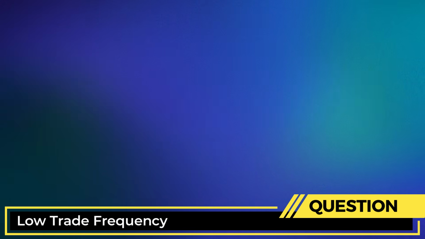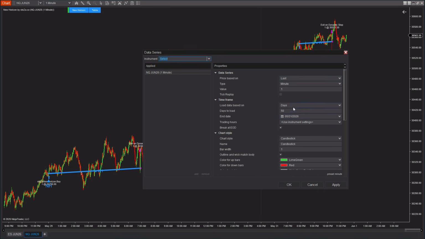Next, let's talk about another common question. Why does the system generate so few trades? First, this is an intraday trading system, so its goal is not to generate trades continuously throughout the trading session. Instead, New Horizon is designed to wait for the most favorable market conditions before generating a trade, prioritizing signal quality over signal quantity.